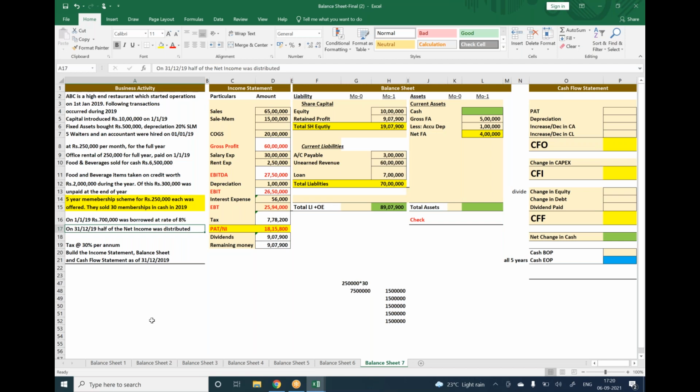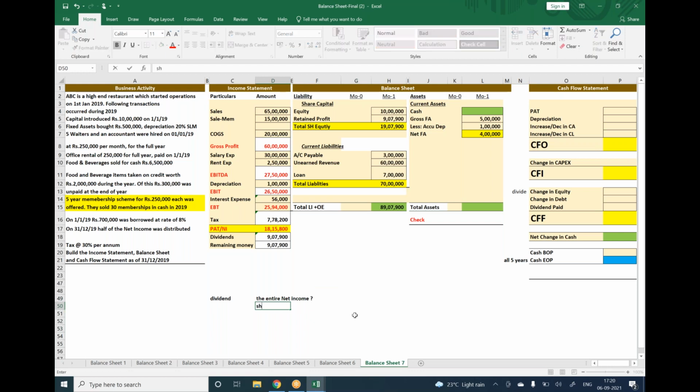On 31st December 2019, half of the net income was distributed. What do you mean by dividend? First of all, could you please just repeat? Okay, I will do that. What do you mean by dividend? Okay, when you see the entire net income, it belongs to whom? Who has the right to take this entire net income to their home, to their pocket? Who has the right to do it?